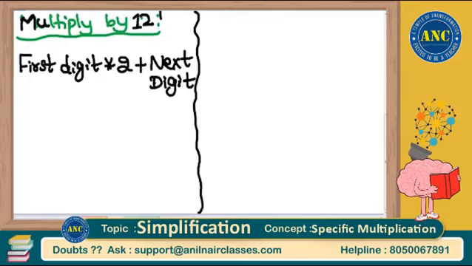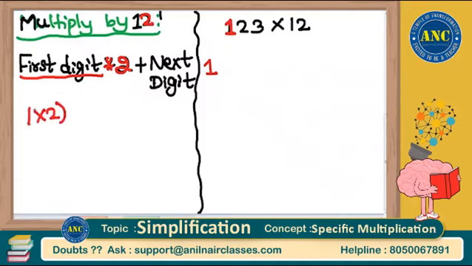What is the meaning of this, sir? Can you prove it with an example? Yes, sir, I will prove it with an example. Now 123 into 12. Step number 1, write down this first digit 1 as it is. To get my second digit, take the first digit, multiply it by 2. Why 2? Because it is ending with 2. First digit is 1. 1 into 2 is 2.